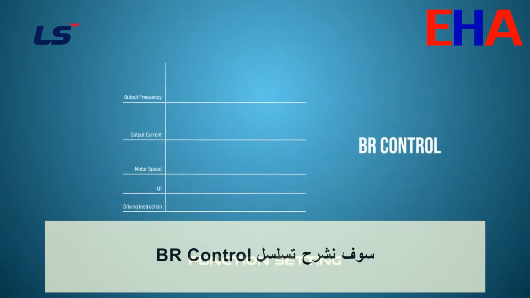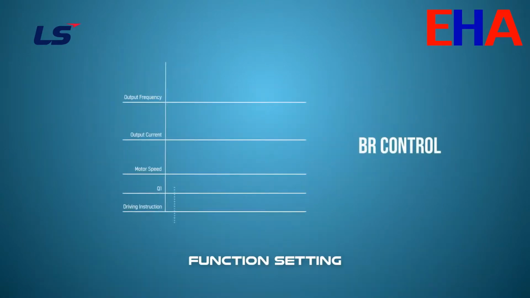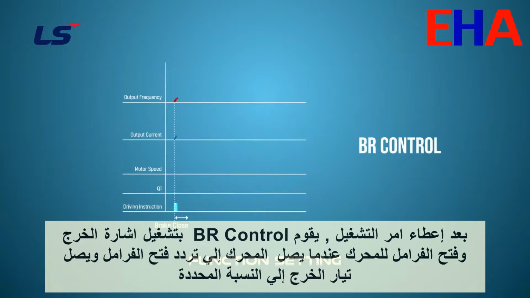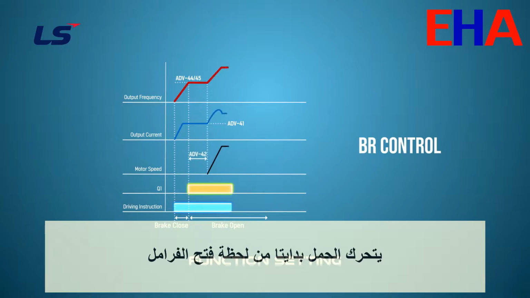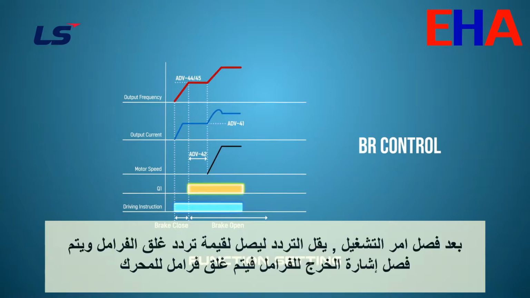Let's learn about the brake control sequence. The BR control functions open the machine brakes by on-output signal when the motor reaches the open frequency and the output current reaches the set percent when the operation command is entered. When the load is driven from the time the machine brakes are open and the closing frequency is reached after the operation command is off, the brake output terminals are turned off and the machine brakes are closed.